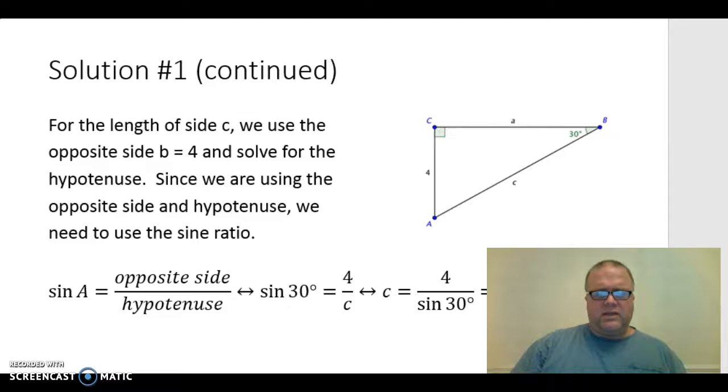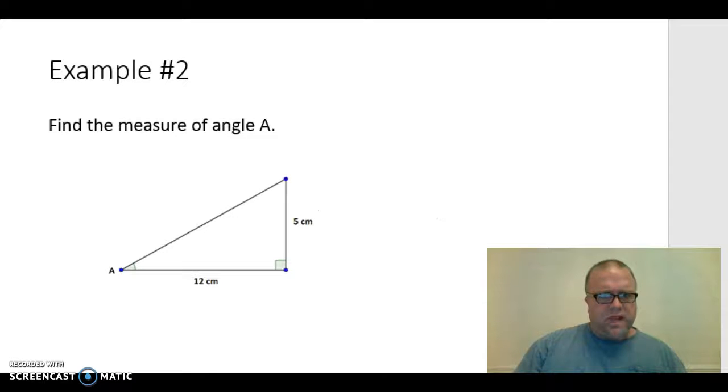Alright, so let's take a look at one last example here. Well, actually, I'm sorry. We're going to do 2 more examples. So this one here, we want to find the measure of angle A. We don't know what this angle is here, but we have 2 of the sides. And if you remember from the beginning, we said that if we had 2 of the sides, then we could actually find all of the angles.